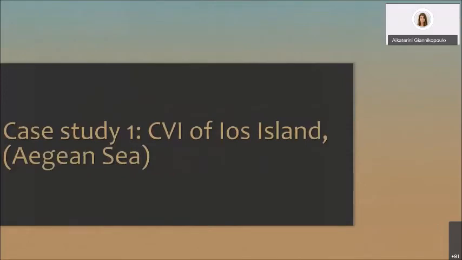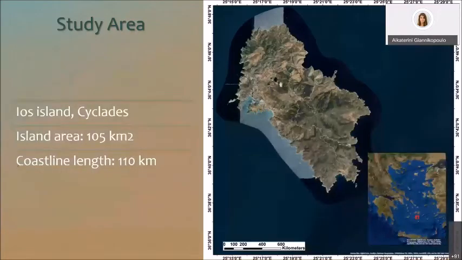The first case study regards the application of the Coastal Vulnerability Index for the coastline of Chios Island. Chios is one of the southernmost islands of the Cycladic archipelago, located in the central part of the Aegean Sea. The area of the island is about 105 square kilometers with a coastline length of 110 kilometers. The island has an elongated shape with direction from northwest to southeast.